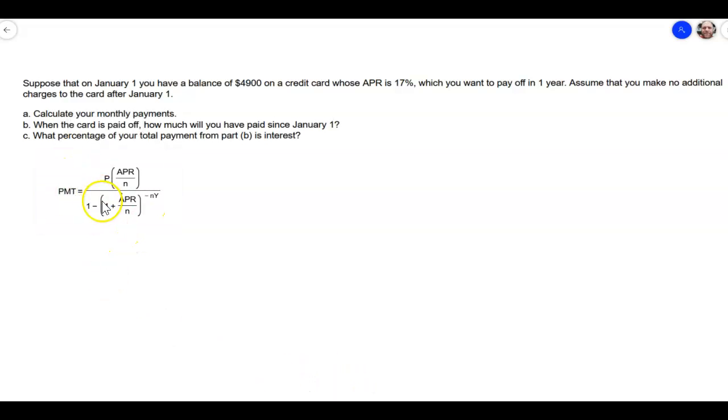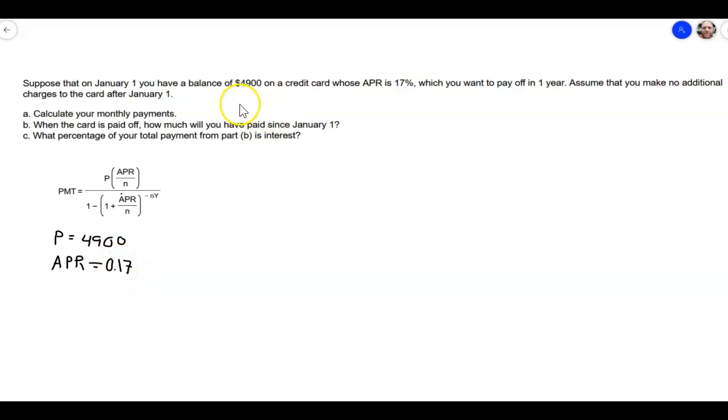So let's go ahead and identify our variables and solve this one. So we are solving for the payment. So our P is our principal. That's going to be the amount of how much we owe. So P is equal to 4,900. Our APR, that's our annual percentage rate, is going to be equal to our rate in decimal form, so that's 0.17.